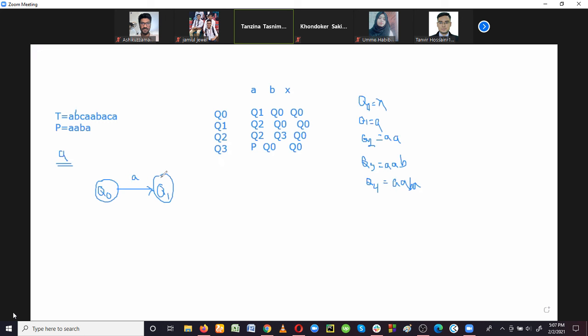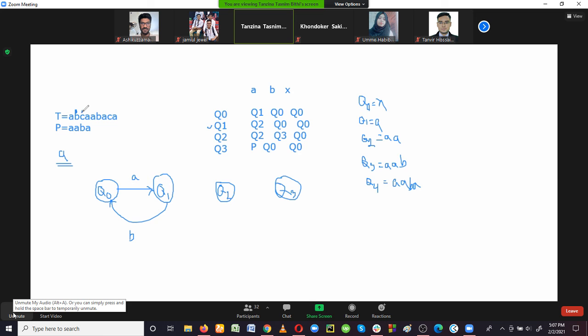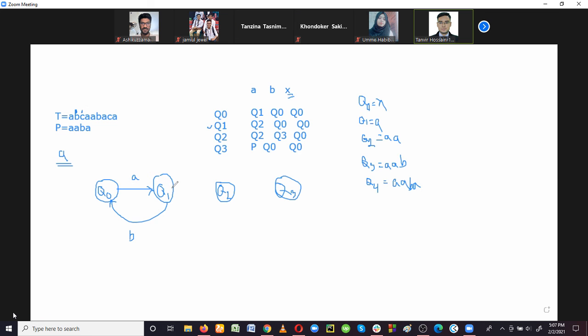So now Q1 will receive a character B. So this is Q1. If it receives A, then it will move forward to Q2, otherwise Q0, right? So here the character is B, that means Q1 will go backward to Q0. Okay, this is state Q2, Q3. Now again read T[K]. When K goes to 3, the character is C, that means X. So when Q1 receives X, it will again move backward to Q0.